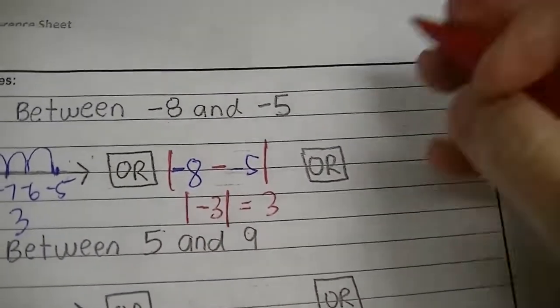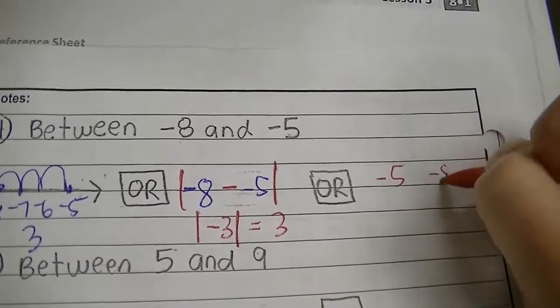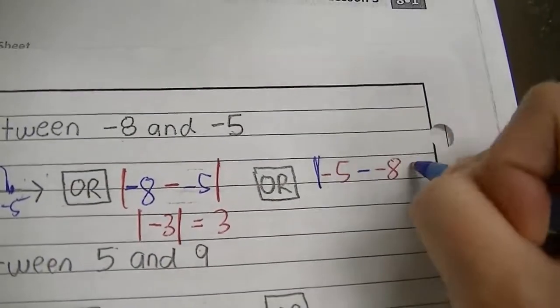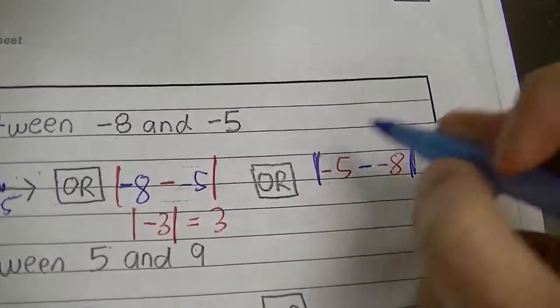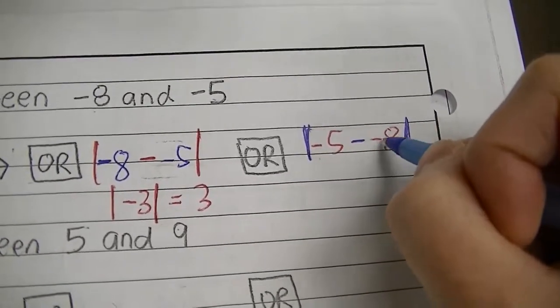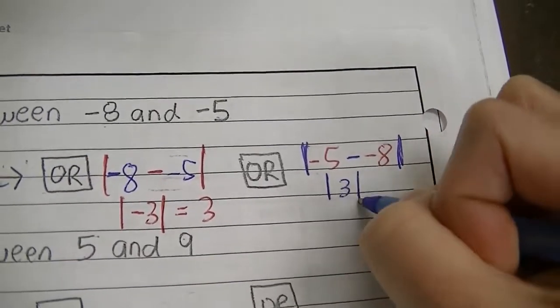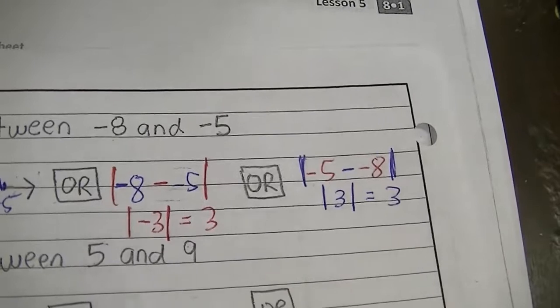And again, the order doesn't matter. You can write the -5 first and then that -8. Write them both down, subtract them, and then add your absolute value sign. So -5 subtract a -8 is going to give you a +3. So you're finding the absolute value of 3, which is 3.